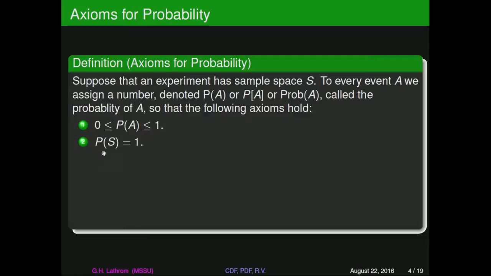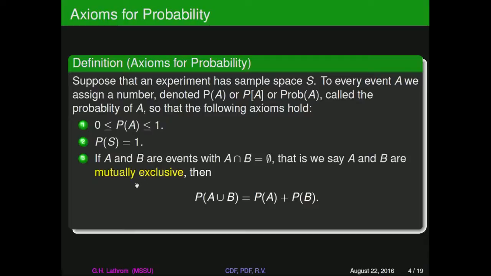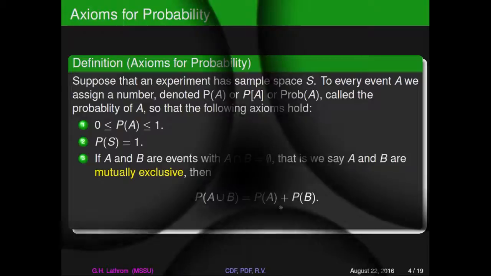Our probability of the entire sample space will always be 1. And if A and B are mutually exclusive events, so that is to say if A and B cannot happen simultaneously, so the intersection of A and B is empty, then the probability that A happens or the probability that B happens is going to be equal to the probability of A plus the probability of B.